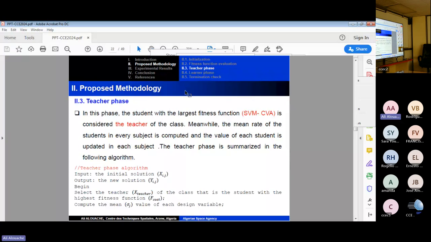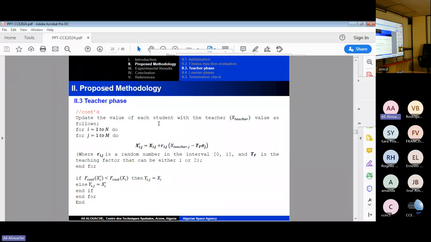Input the initial solution xij, output the new solution yij. Begin: select the teacher, x_teacher, of the class, that is the student with the highest fitness function. Compute the mean, sigma_j, value of each design variable. Update the value of each student with the teacher value as follows: for i equals 1 to n, for j equals 1 to m, x'ij equals xij plus rij times (x_teacher_j minus TF times sigma_j), where rij is a random number in the interval 0 and 1, and TF is the decision factor that can be either 1 or 2. And if fcost(x'i) is less than fcost(xi), then yij equals xi, else yij equals x'i. End if, end for, end.